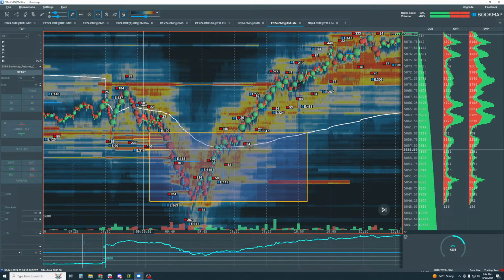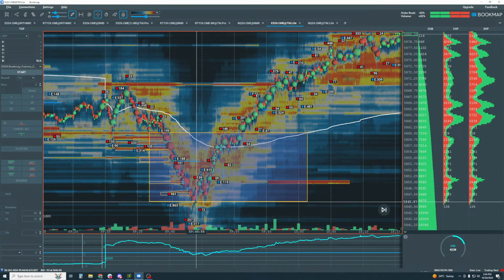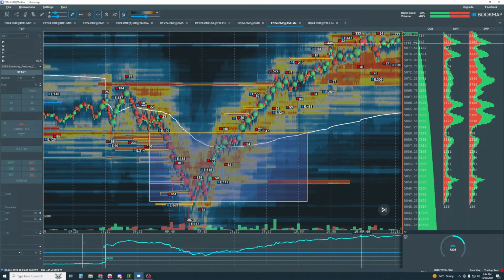Maybe you're getting in here on smaller size, maybe just 10 lots, 10 lots, 10 lots, 10 lots. You're averaging in your position, and then you'd be scaling out 10 lots, 10 lots, all the way up to the high of the day. This is what larger players have to do. Maybe this is a consideration for your trading as well, or you might be trading completely differently.